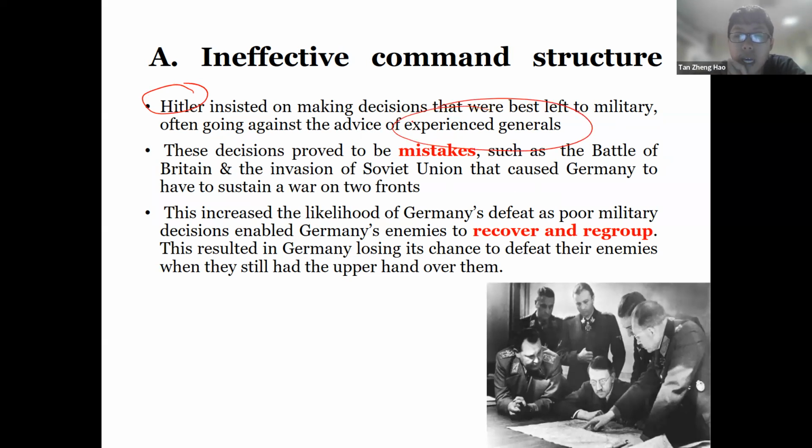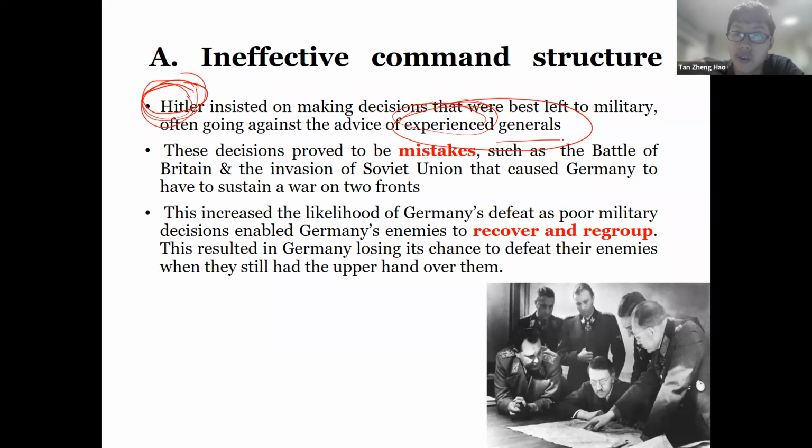So sometimes the commanders on the ground don't know who to follow. Do we follow Hitler? Do we follow the experienced generals? One is higher ranking than you. One is more experienced than you. One is very high ranking, but very far away. You don't see Hitler, but the other one is your general you see every day. Who do you follow?